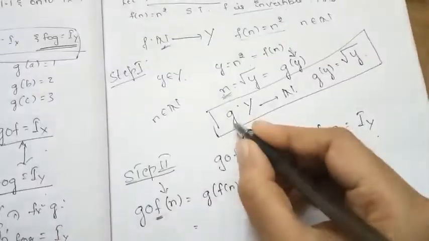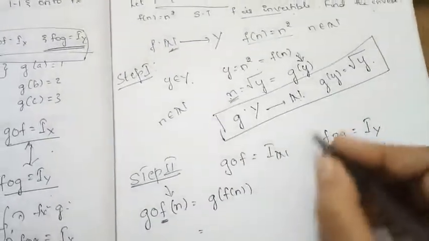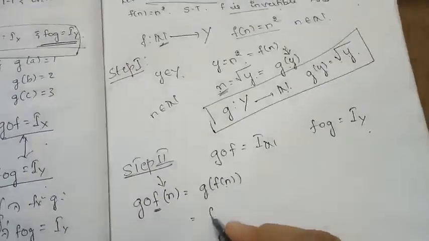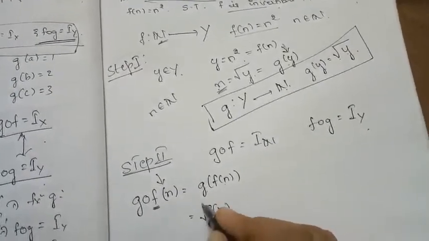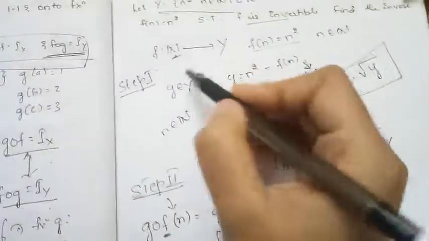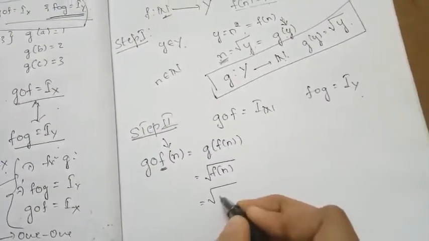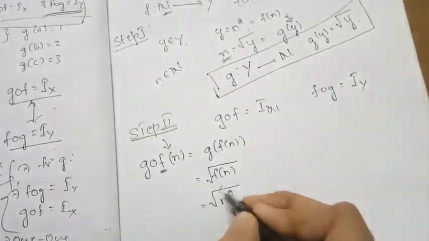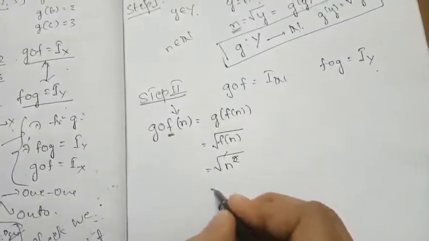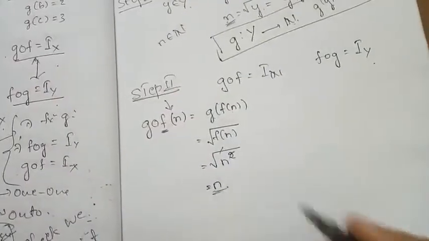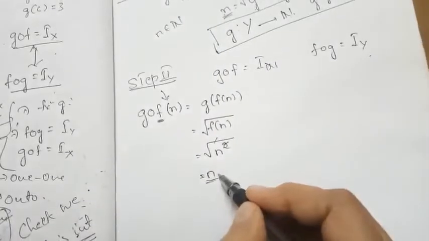G of y is root y, and g of t is root t. So g of f of n becomes the root of f of n. What is f of n? F of n is n squared. So we get the square root of n squared. Root and square cancel, and we get n. What we inputted, we got the same as output, and this belongs to where?